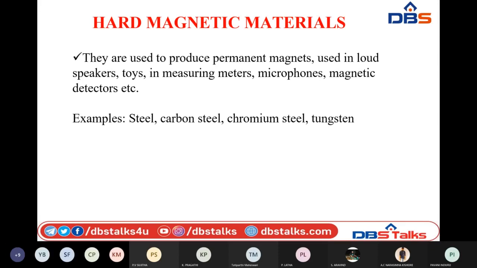That is why they are used to produce permanent magnets, and they are also used in loudspeakers and toys, in measuring meters, microphones and magnetic detectors. We find different applications of hard magnetic materials in all these daily applications. And the examples of hard magnetic materials are steel, carbon steel, chromium steel and tungsten. All these are different metals or alloys of these metals which are used in the preparation of hard magnetic materials or permanent magnets.